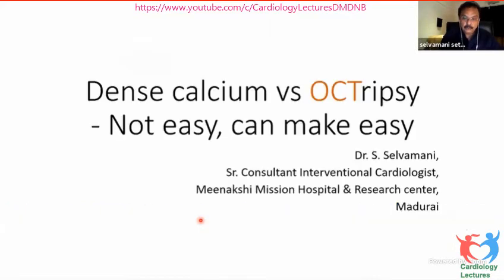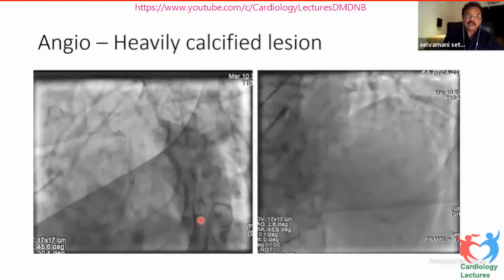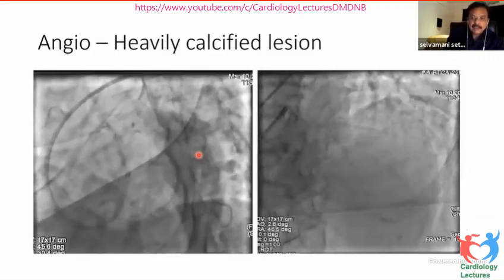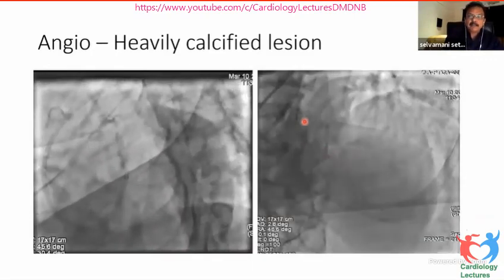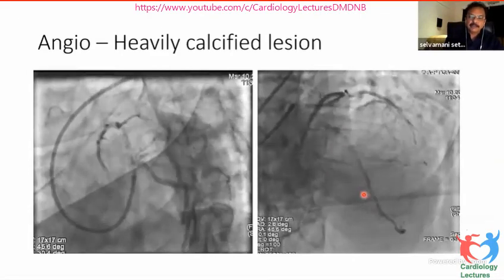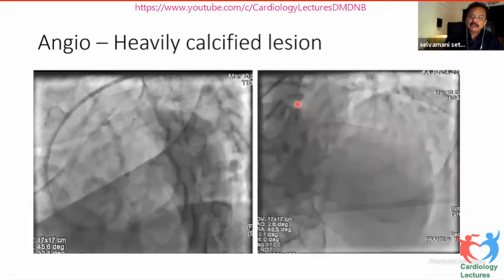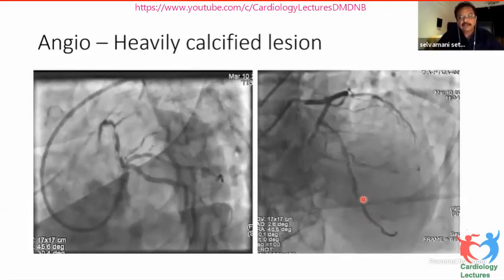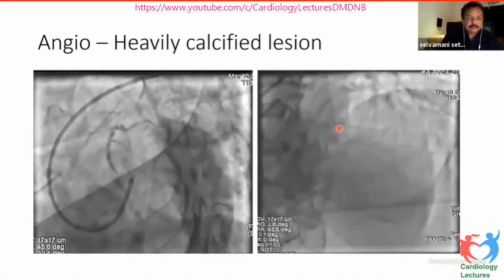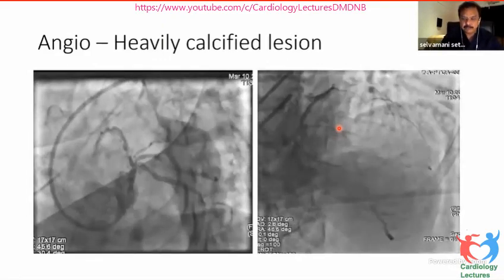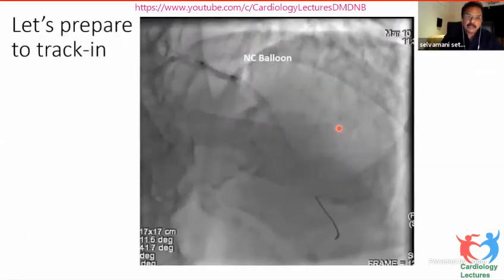And coming to one more interesting case, look at this case. This is a significant calcified vessel, with severe calcium, a long calcified lesion from here to here. I think the length is more than 50 millimeter, a very long lesion. And again, it came with non-ST elevation MI, chest pain.